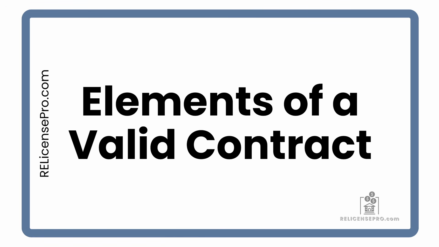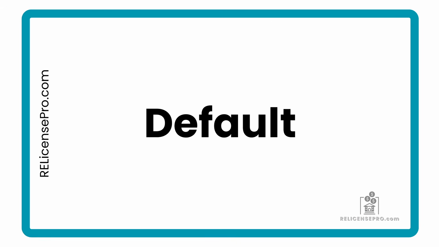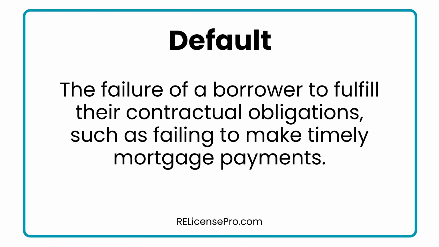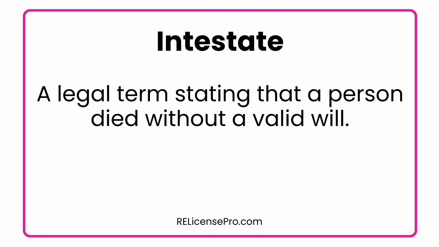Elements of a valid contract. Elements of a valid contract include offer, acceptance, consideration, intention, legal purpose, and capacity. Default. Default is the failure of a borrower to fulfill the contractual obligations, such as failing to make timely mortgage payments. Intestate. Intestate is a legal term stating that a person died without a valid will.